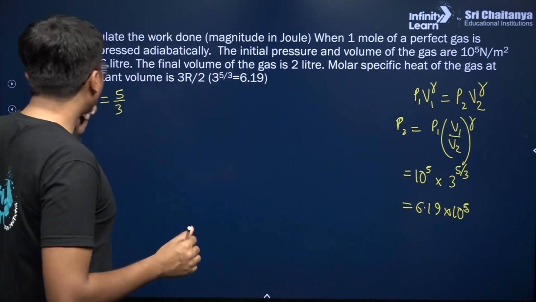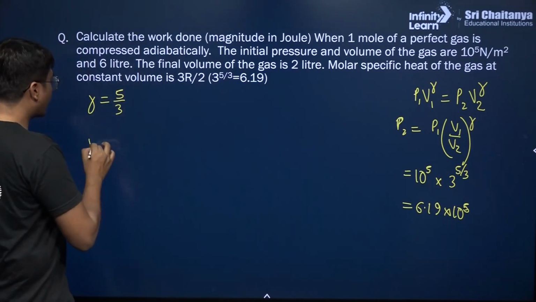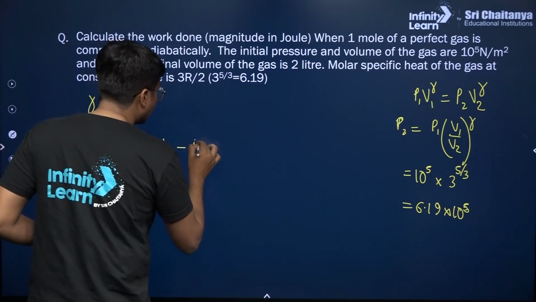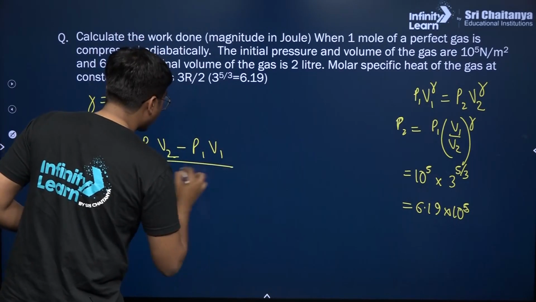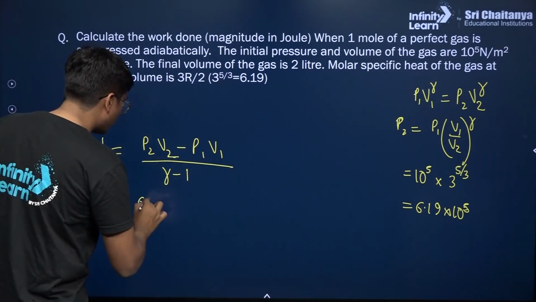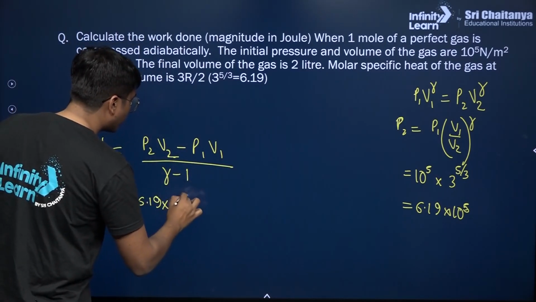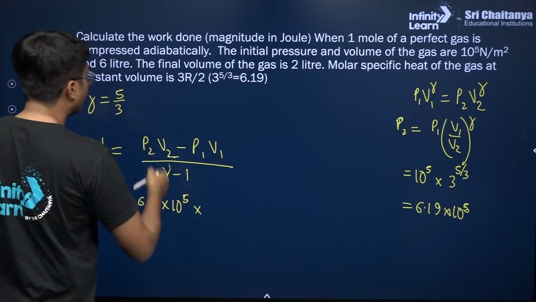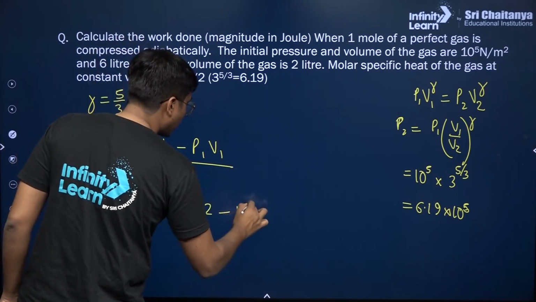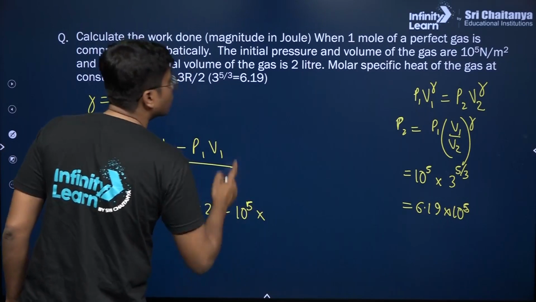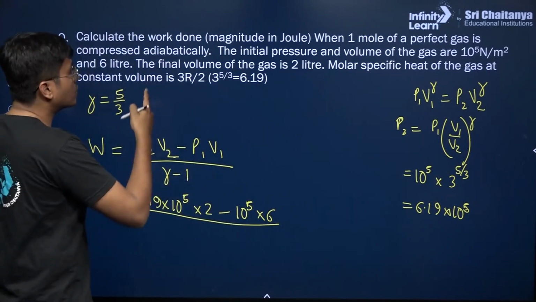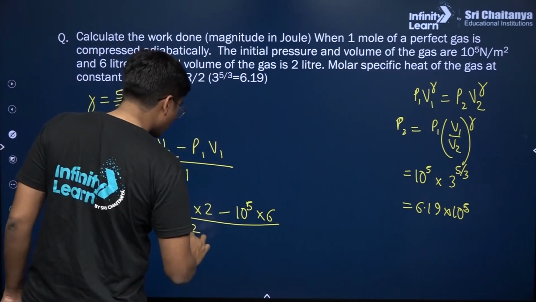So we have P2. Why do we need P2? Because my work done in an adiabatic process, we have a direct relation as P2 V2 minus P1 V1 divided by gamma minus 1. We have the values for everything. 6.19 into 10 to the power 5 into V2, which is given as 2 liters, minus P1, which is 10 to the power 5, into V1, which is 6 liters, divided by gamma minus 1, so that is 5 by 3 minus 1, that would give you 2 by 3.